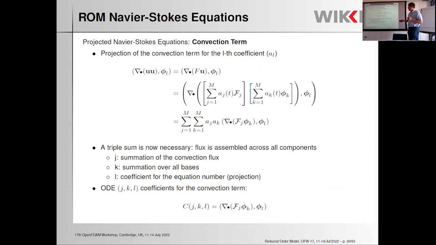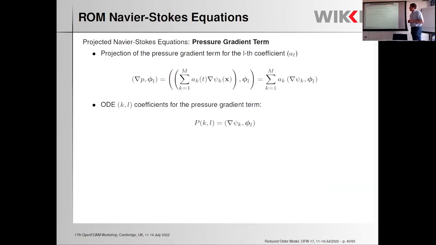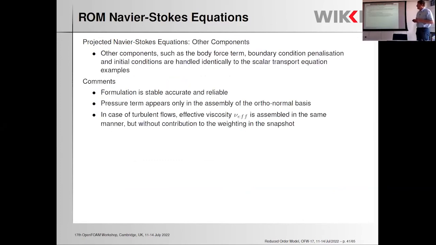Okay, so I have a triple sum, which means that my CJKL coefficient, which is evaluated as a combination of the flux and two velocity basis fields, needs to be multiplied by the coefficients before I put it back. For all the other terms, everything is the same. And the only one that I have left is the pressure gradient term. For the pressure gradient, I again have the psi k basis. I calculate the gradient of psi k and dot it with phi l, which is the basis for the vector velocity. Put it all together. The formulation is stable, accurate, and reliable.